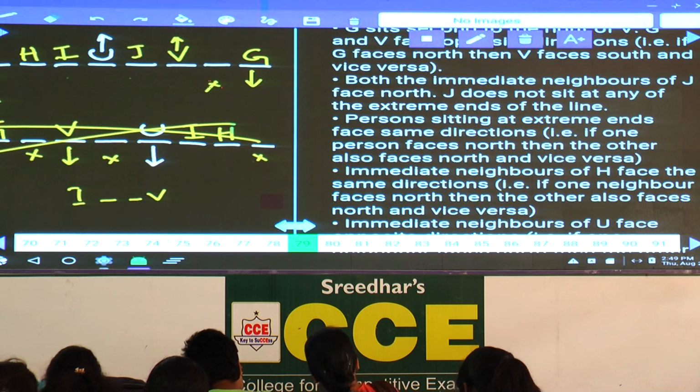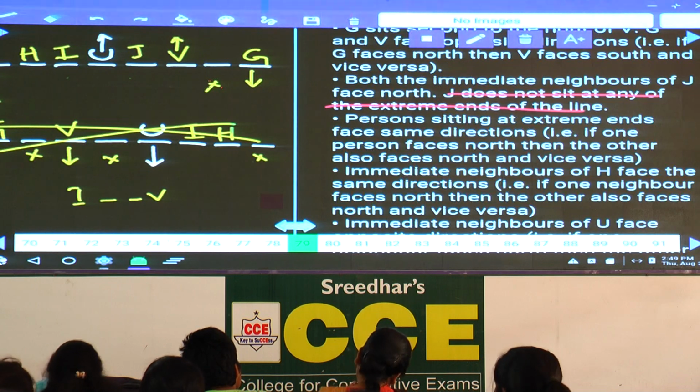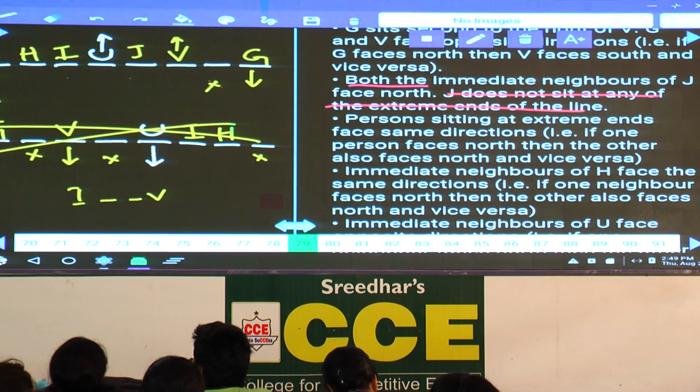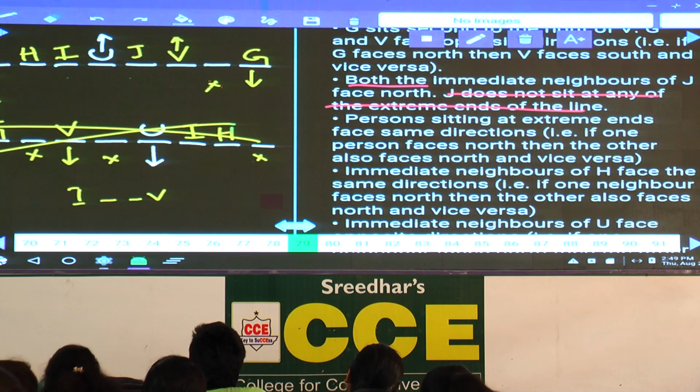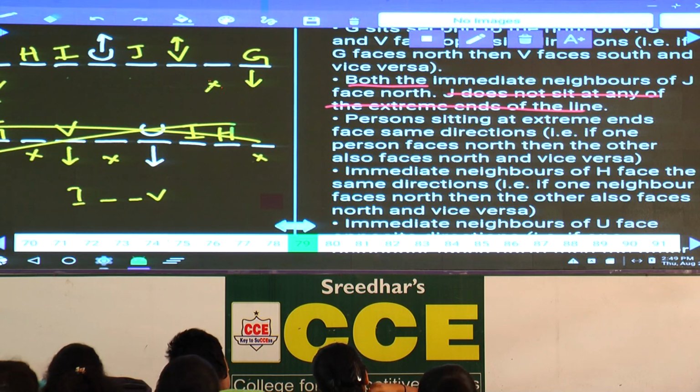J does not sit at any one of the extreme ends and southern end. This information is not at all required. Why? Because here he is talking about both the immediate neighbors of J, so J cannot be at the extreme end at all. And persons seated at the extreme ends face the same direction. Hence, whoever the person here is, that person must also be facing south.